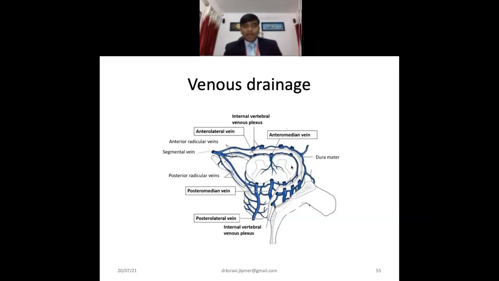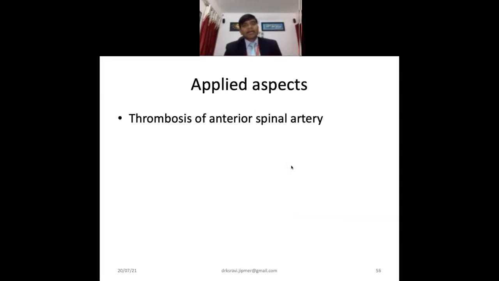Now when you see over here, whenever there is a thrombosis of the anterior spinal artery, what will happen is that it will lead to the motor symptom, because the anterior two-third part of the spinal cord will be affected, and that will lead to the loss of pain and temperature. And this happens because of the injury to the spinothalamic tract.